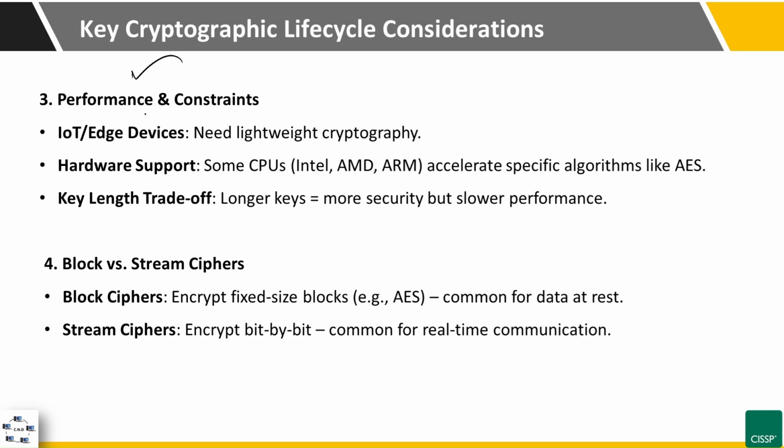Third consideration is performance and constraints. For example, Internet of Things and edge devices have very low processing power, so we need lightweight cryptography algorithms and hardware support. Some CPUs such as Intel, AMD or ARM accelerate specific algorithms like AES. They have built-in algorithm acceleration for specific algorithms, so you need to keep these things in mind.